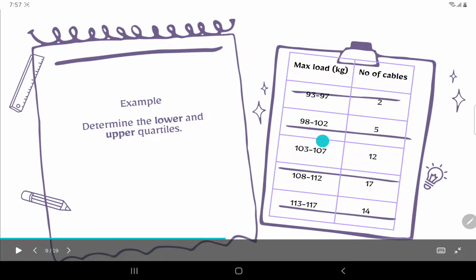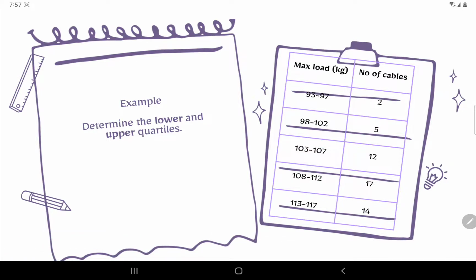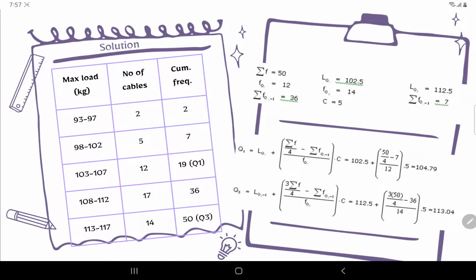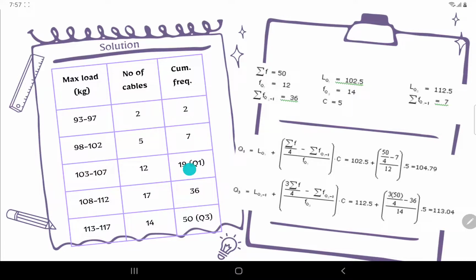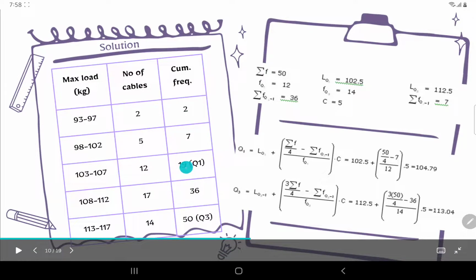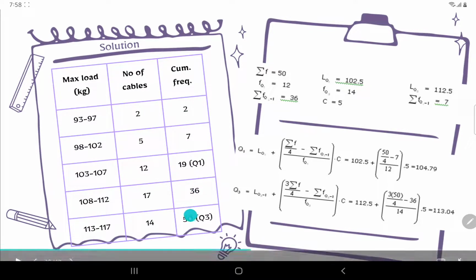Class limit. So how is the solution? Okay, this is the solution. Based on the previous table, we need to add another column, which is the column for cumulative frequency. You all know how, right? Okay, 2, 7, 19, 36 and 50.